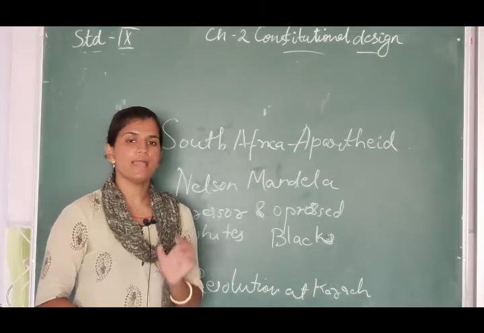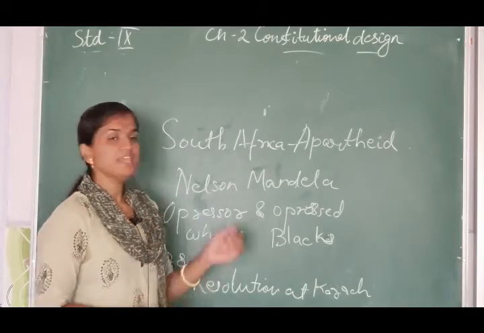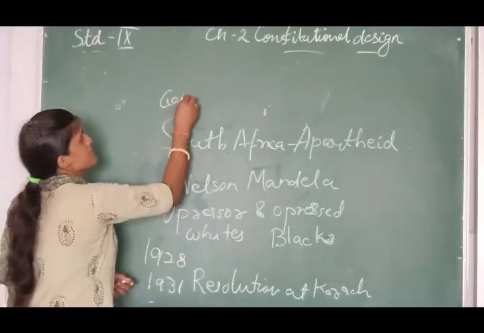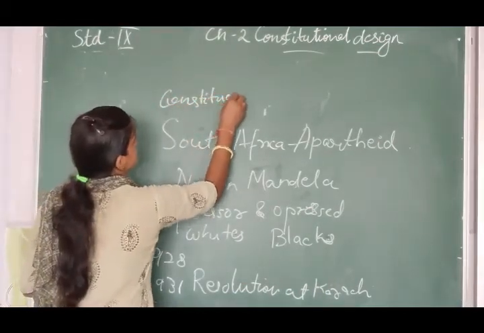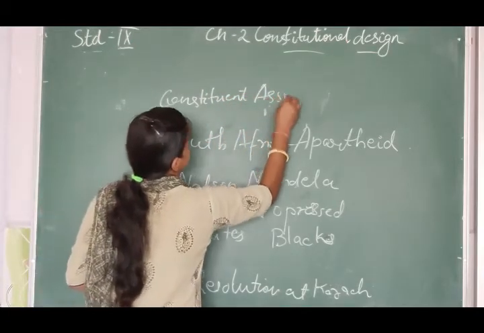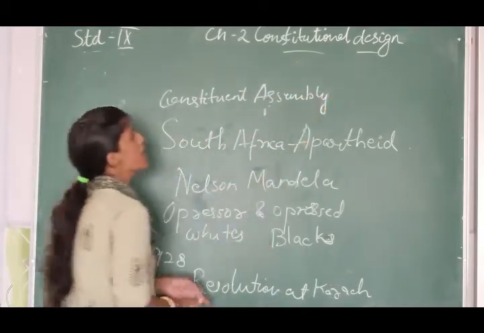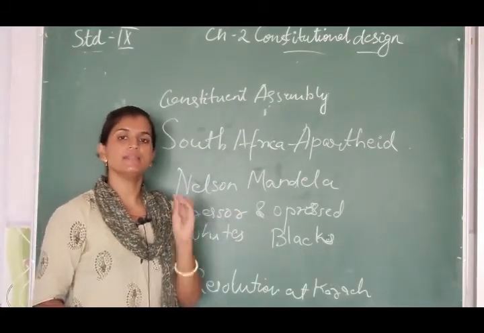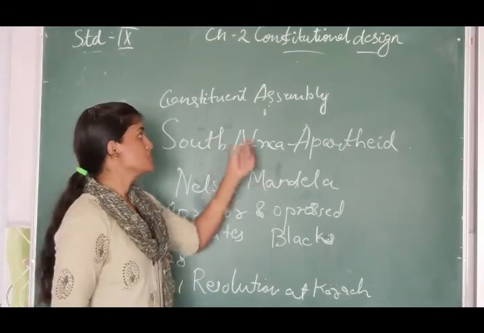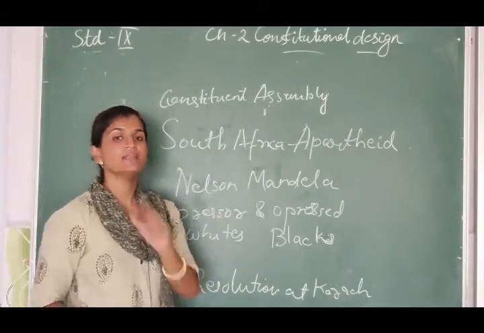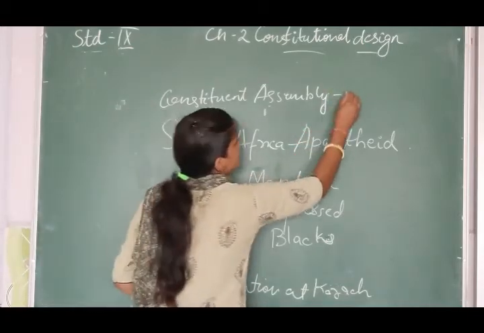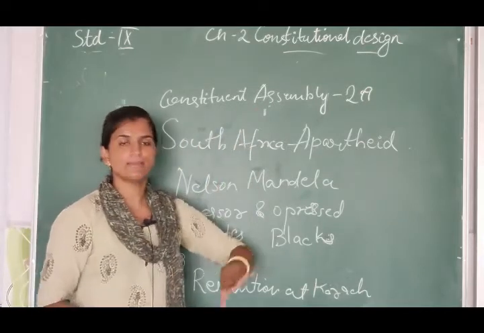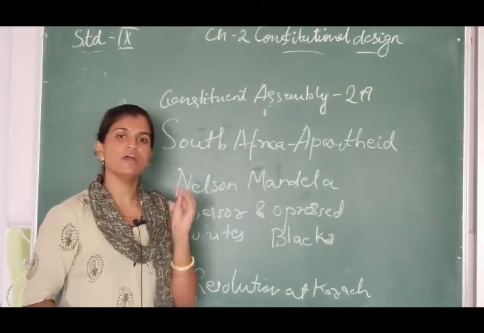The constitution was made by a constituent assembly. A constituent assembly is a body of representatives. It was made so that the constitution could be made in an orderly and better way. In this constituent assembly we had 299 representatives, who made the constitution in a regular way.